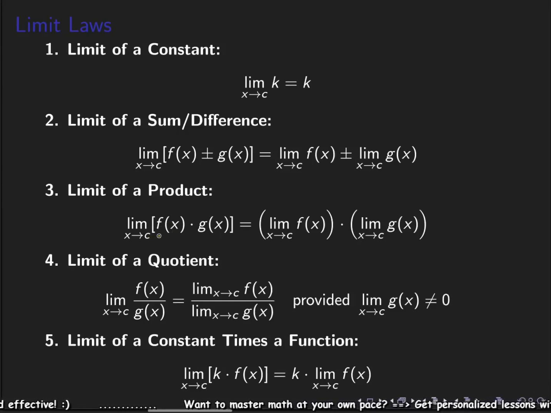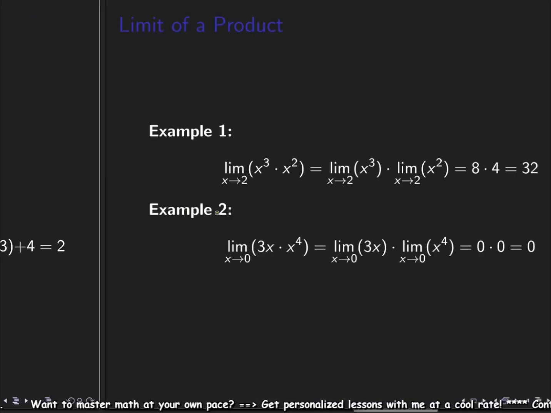So if you have the limit of f of x multiplying g of x, you can find the limit of f of x only, then come and multiply it by the limit of g of x also only. Let's look at how we apply this law here.